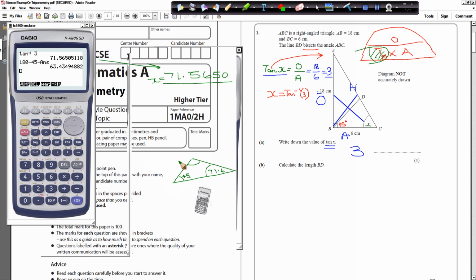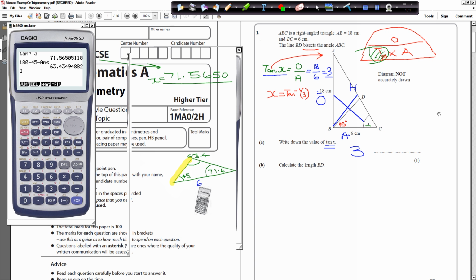So what do we get for this one? We get about 63.4, regardless if we round it or not. Now, what else do we know on this diagram? We also know the value of the bottom part, which is 6. And what do we need to work out? We need to work out which side? BD. Where's BD in the diagram? This is BD.